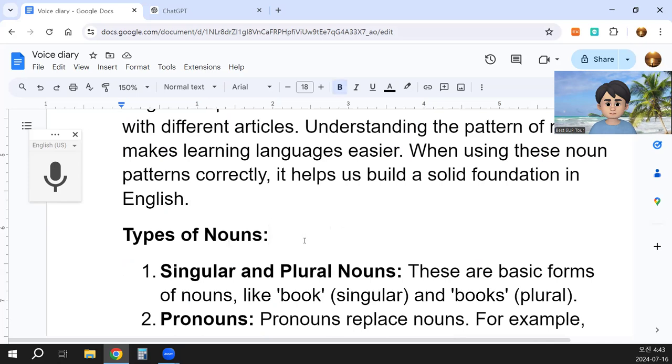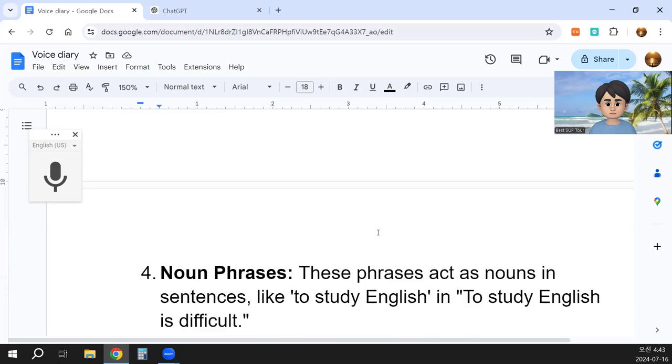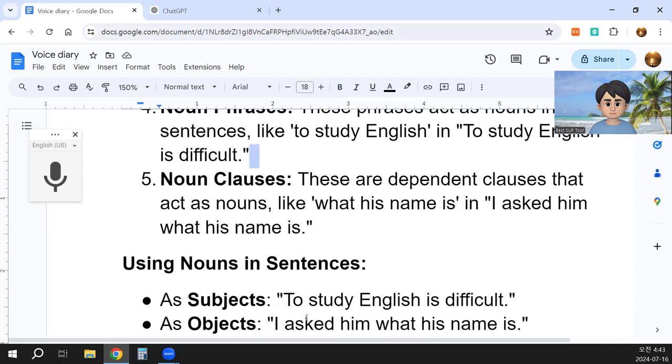Types of noun. Singular and plural. These are basic forms of noun, like book and its plural, books. Pronoun. Pronouns can replace nouns. For example, he can replace John. Compound noun. These are nouns made up of two or more words, like keyboard or artificial intelligence. The noun phrase. These phrases act as nouns in sentences, like to study English.